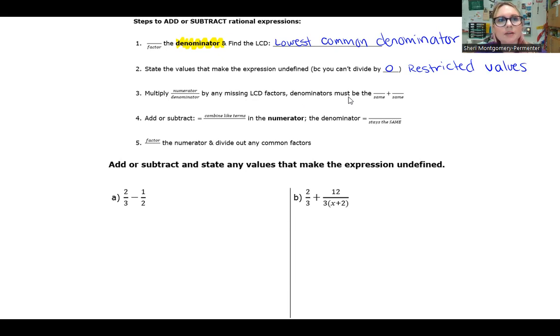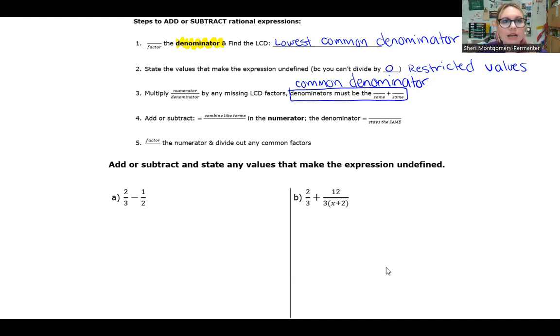That's going to make more sense when we actually do a problem. And the denominators must be the same. This is really big. The denominators must be the same. You know this. You have to have a common denominator. When you take your quiz, you will have a question, and the question is, what operations require you to have a common denominator? And it's addition and subtraction. You have to have a common denominator to add or subtract fractions.